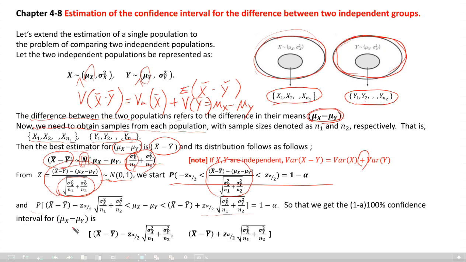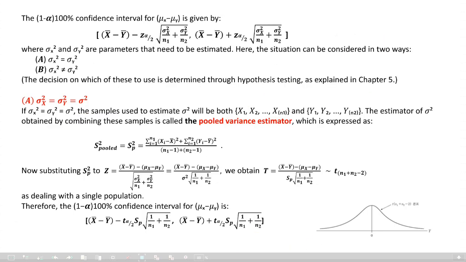So it is a little complicated, but it is like the one population case. So x bar minus y bar minus this one, and x bar minus y bar plus this one. Even though we have two independent populations, the confidence interval for the difference between them is like this. I think you may understand it easily. So the confidence interval is given like this.